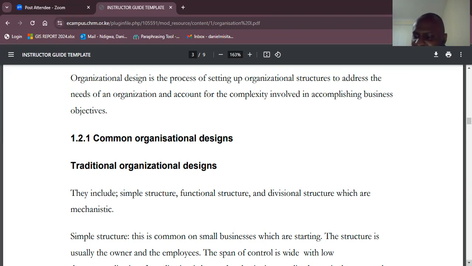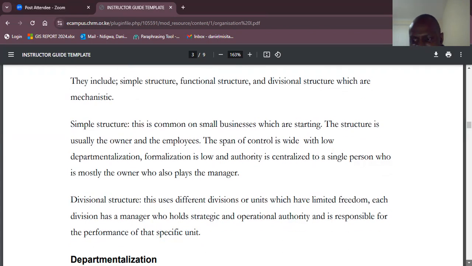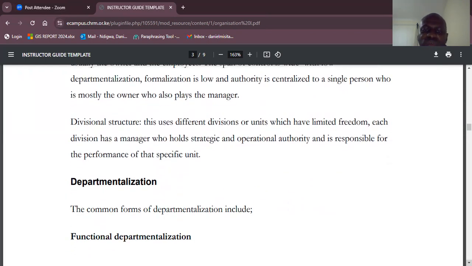So let us look at simple structures. This is very common when you are dealing with small businesses which are starting, because their structure is not that complex because of the size of that organization. Maybe they have a small number of employees, and the span of control is not that big. And also, when you look at the departments, you realize that the departments are not that complex. So these are normally referred to as simple structure. Then the second one is the divisional structure. As the name suggests, divisional structures are structures that are divided into various divisions, normally referred to as units.